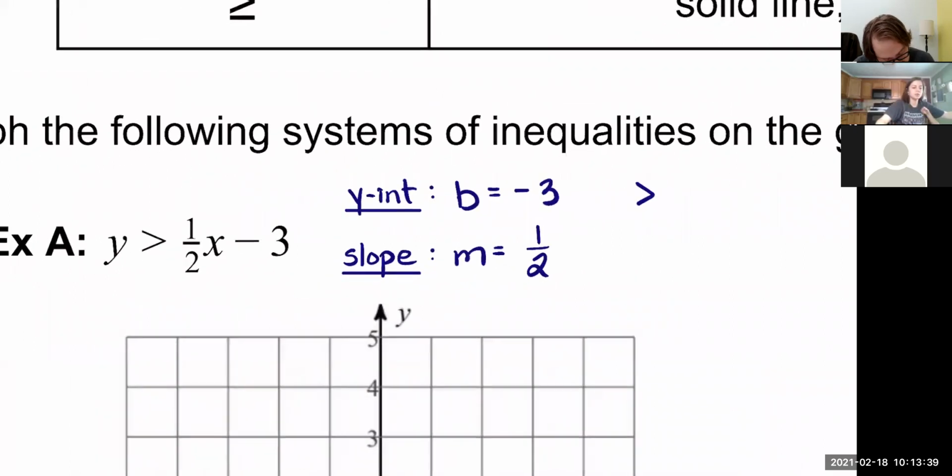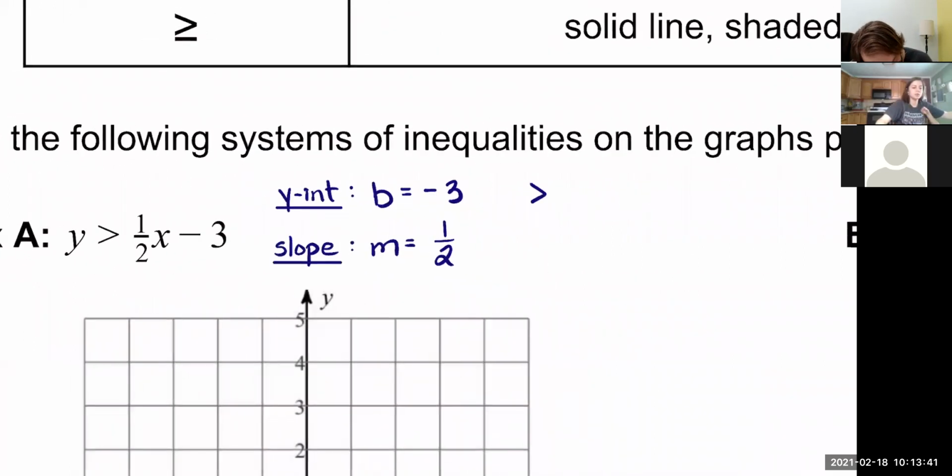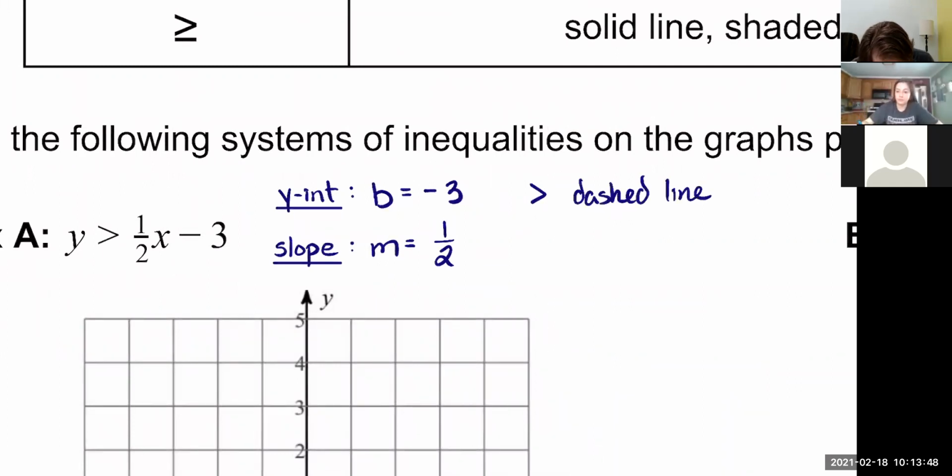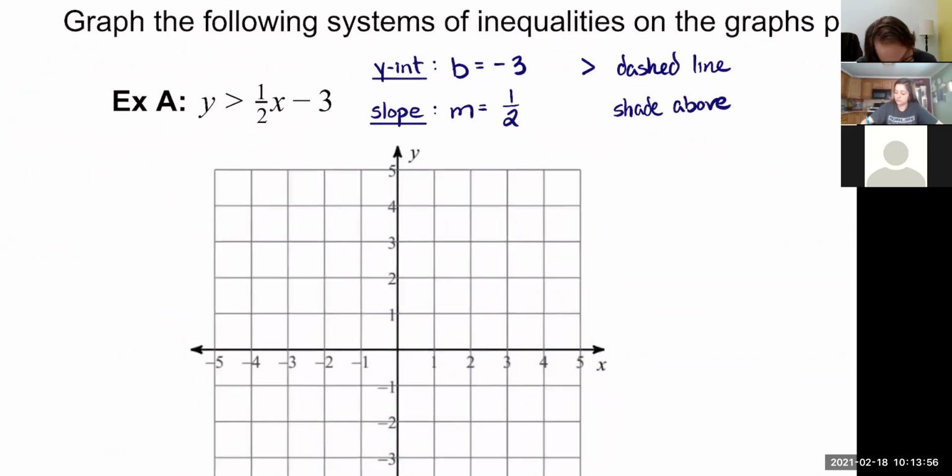So just for the sake of my notes, I'm going to jot that down here real quick. So we're going to use a dashed line. And we're going to shade above. So those are the 4 things I need to know to graph this linear inequality successfully. And I'm going to get fancy real quick just so it doesn't blur together.